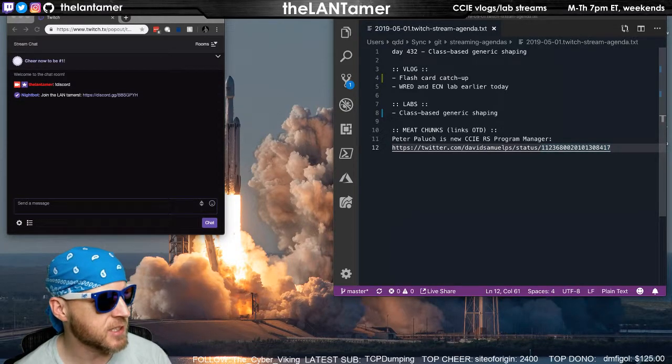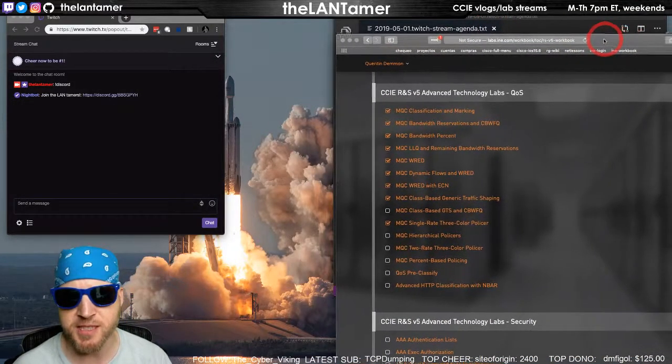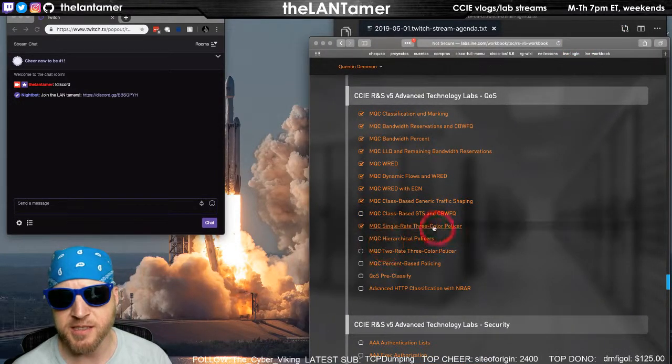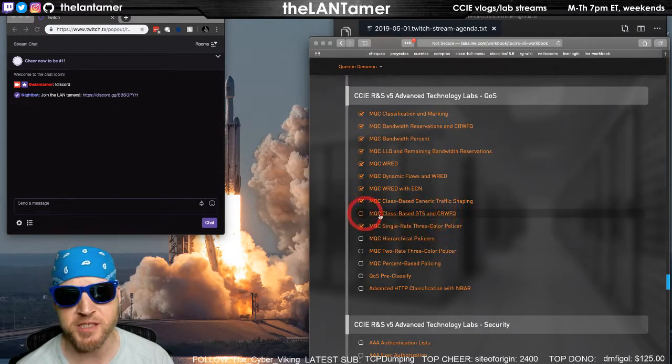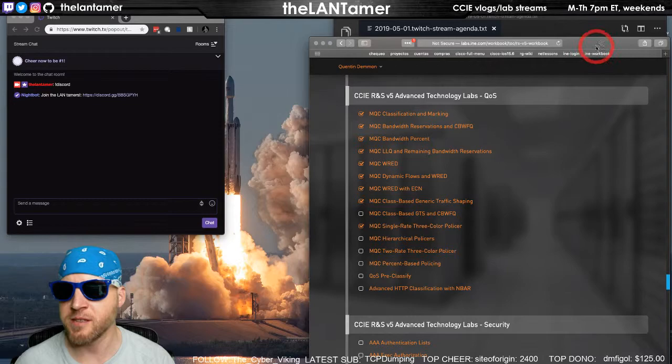So the next labs we've got coming up, I did a couple today. I've got generic traffic shaping and class-based weighted fair queuing. I believe this is going to be very simple. I've already done policing labs. I already did this one kind of in advance. So hopefully tomorrow we'll get these done, and then I can move on with percent-based policing, pre-classified. This is new material for me, but will be in the form of a lab.